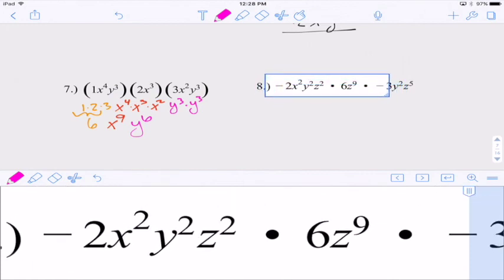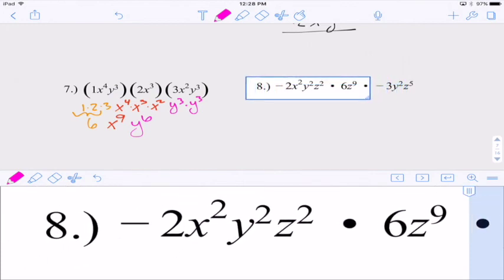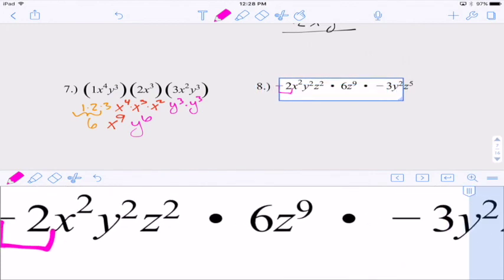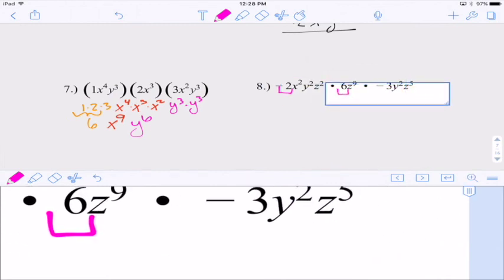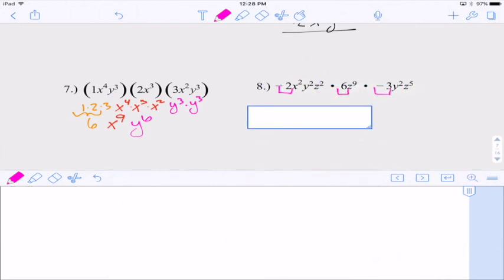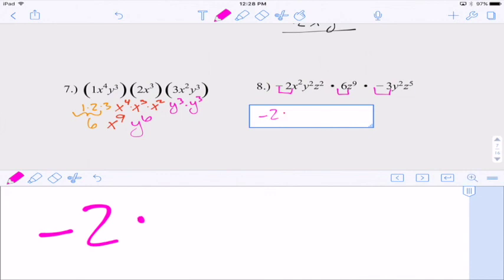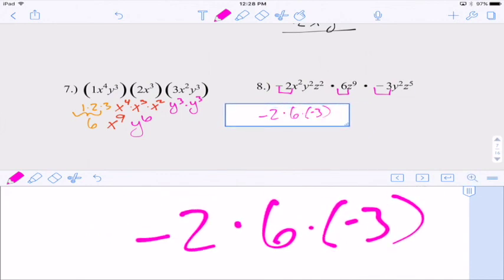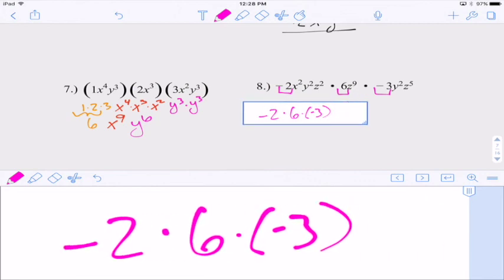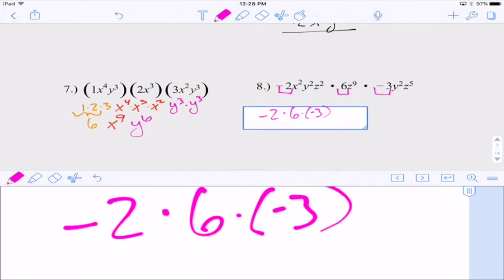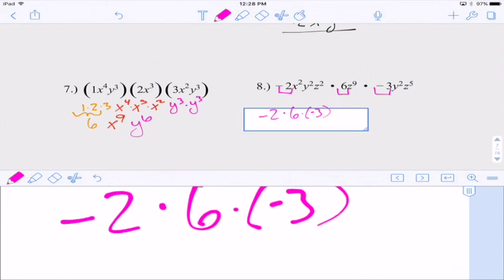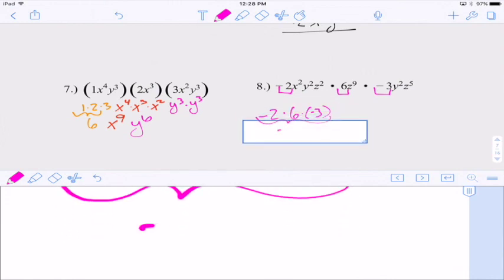Okay, and finally number 8, we've got negative 2 times 6 times negative 3. So negative 2 times 6 times negative 3. Well, 2 times 6 is 12. We've got a negative and a negative, so that's a positive. So 12 times 3, I could even just use my calculator if I wanted, 36.